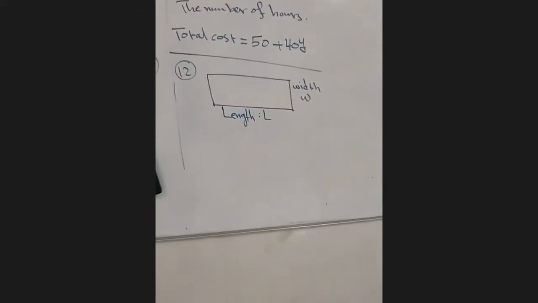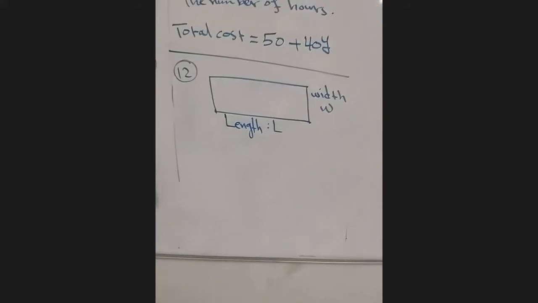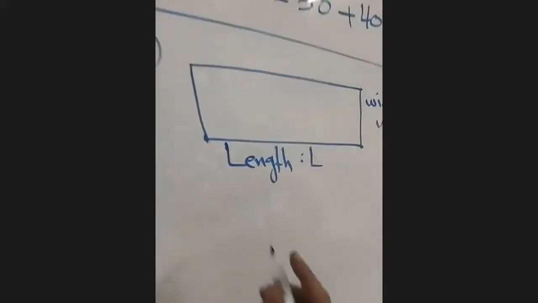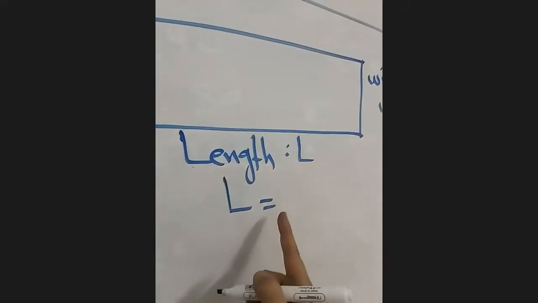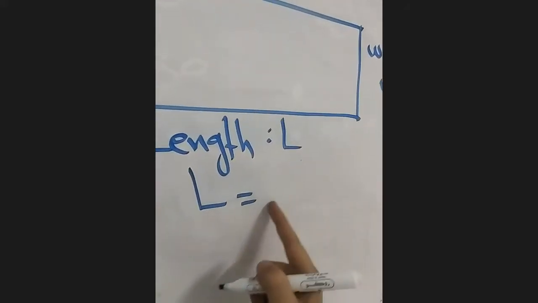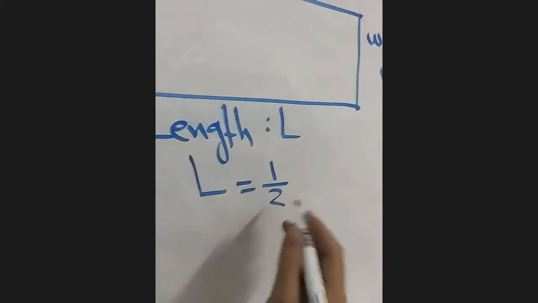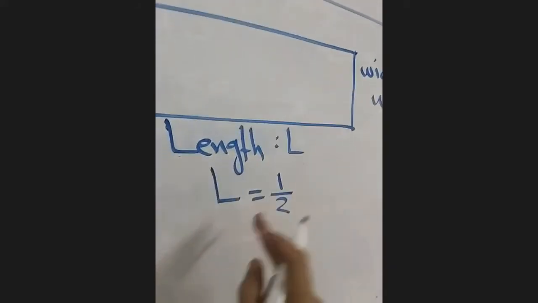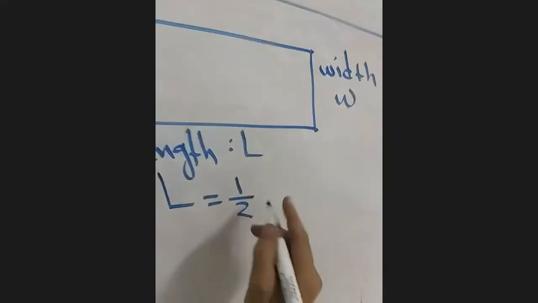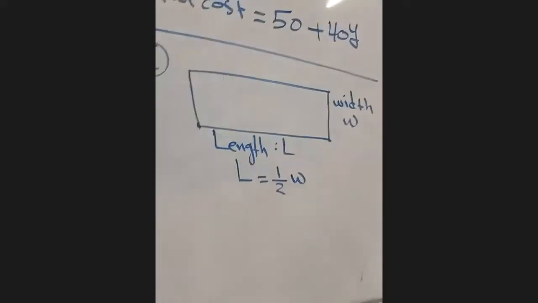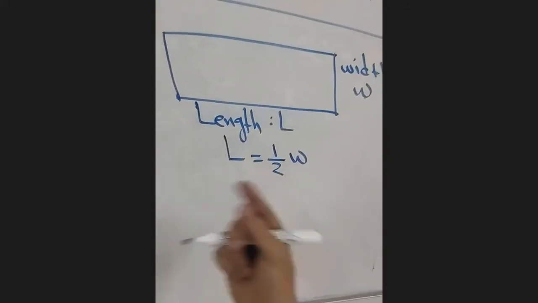Now let's read the question again. A rectangle has a length that is half its width. Focus. The length equals half its width. What's the width? W. So half W. From where do I get this? From the question.